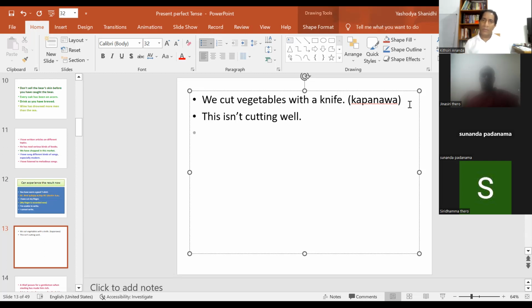Now we say I write. See, we will take a very simple example. I write with the pen. I write with the pen. Right? This pen isn't writing properly. This pen isn't writing properly.